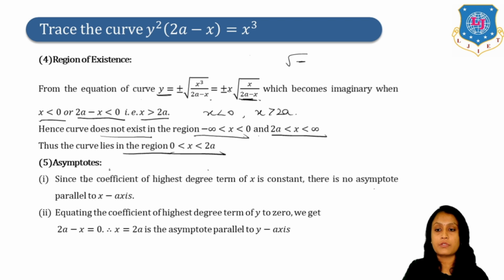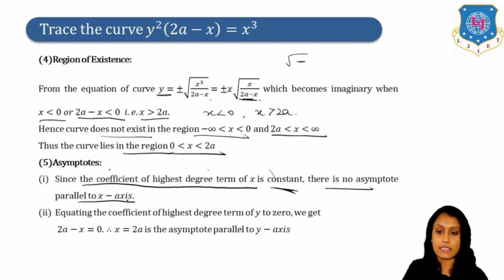Now asymptotes. To find the asymptote parallel to the x-axis, we have to equate the coefficient of the highest degree of x to 0. Here the highest degree of x is 3, and its coefficient is 1, that is constant.